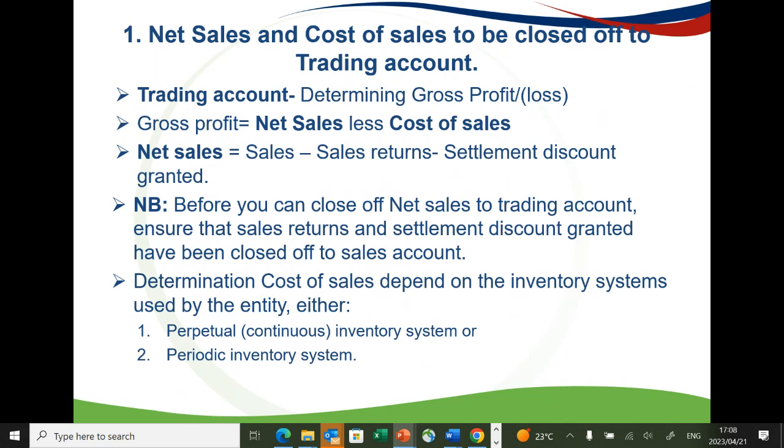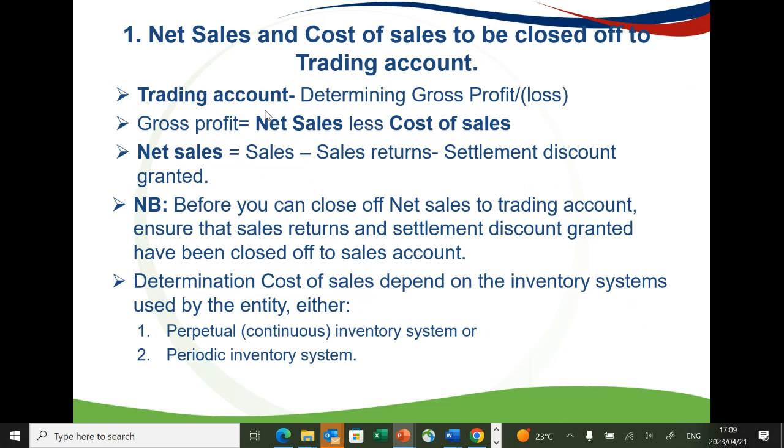So just on step number 1 that we've spoken about already, we said net sales and cost of sales to be closed off to a trading account. The reason I'm saying net sales here, remember that on your trial balance, you will have sales, you'll also have sales returns, you'll also have settlement discount granted. What you are closing off to this trading account is after deducting your sales return and your settlement discount granted. Which means your sales return and your settlement discount granted will need to be closed off first to your sales. Then your net sales will be closed off to your trading account.